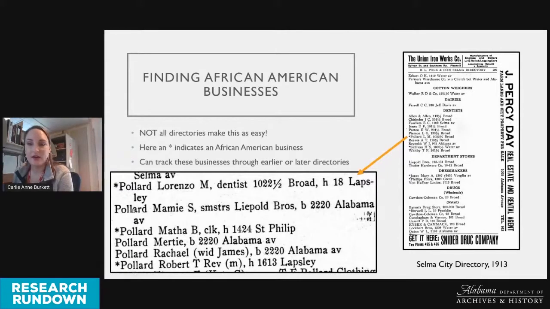So as I looked down, I saw there were other Pollards listed, and there's another Pollard, a Robert T. Pollard, who is a minister, and he lives on the same street as Dr. Pollard, which I thought was pretty interesting. But I had no indication that they had any connection. But this is how you can find a business owner and then connect that to a person in the directory.